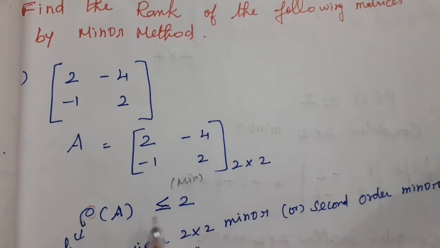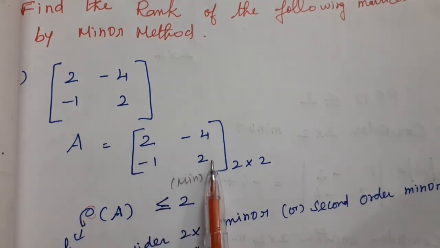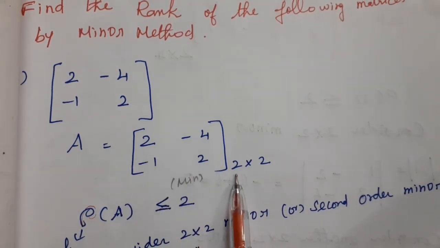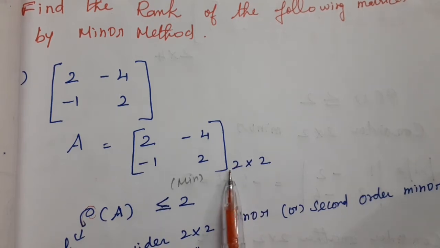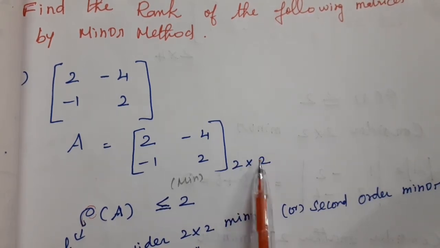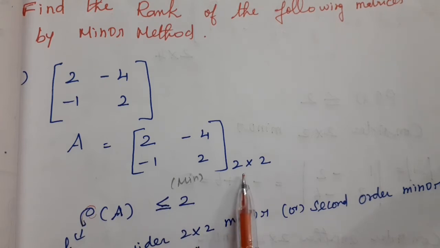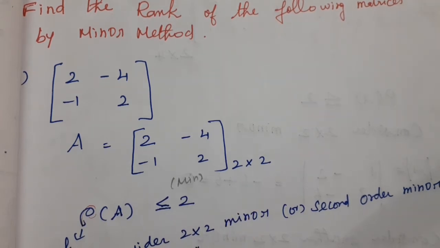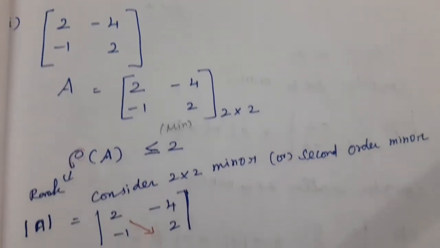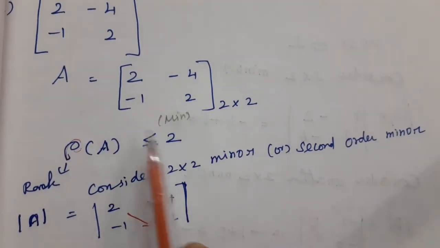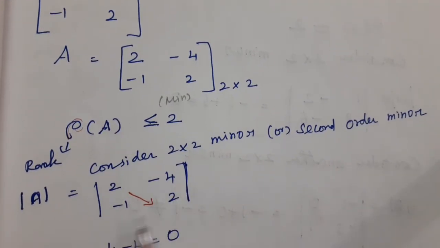This is a 2 by 2 matrix. The rank is less than or equal to 2, because the matrix is 2 by 2, therefore the rank must be either 2 or less than 2. The rank வந்து நமக்கு 1 2 or 2 கீழே தான் வரும். Consider the 2 by 2 minor. The question itself has the matrix in the 2 by 2 minor.